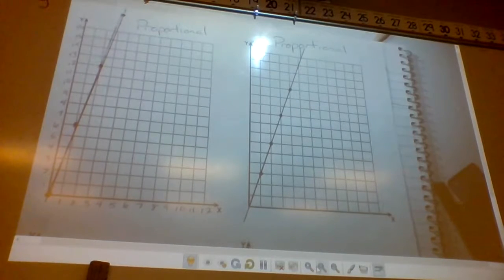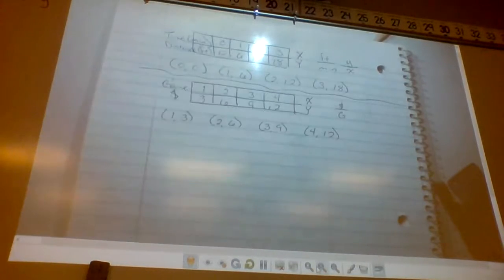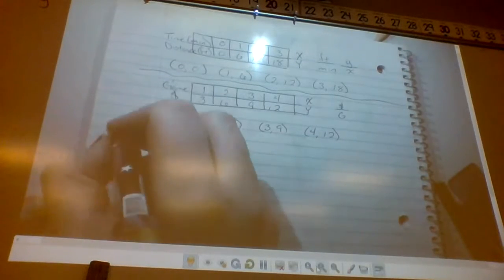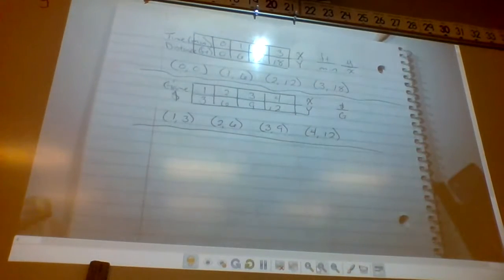So if it goes straight, it's proportional? Yeah, that's one way. But that's not the only thing that we have to watch out for. Let's try another one. I'm making this go fast. It's good fun.